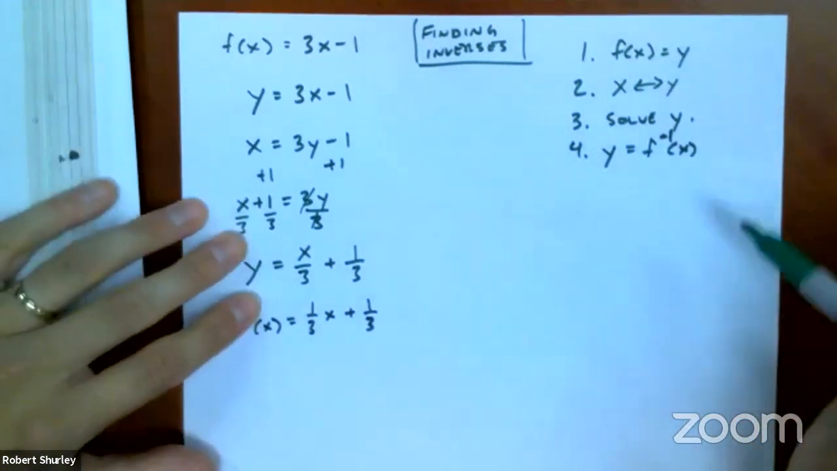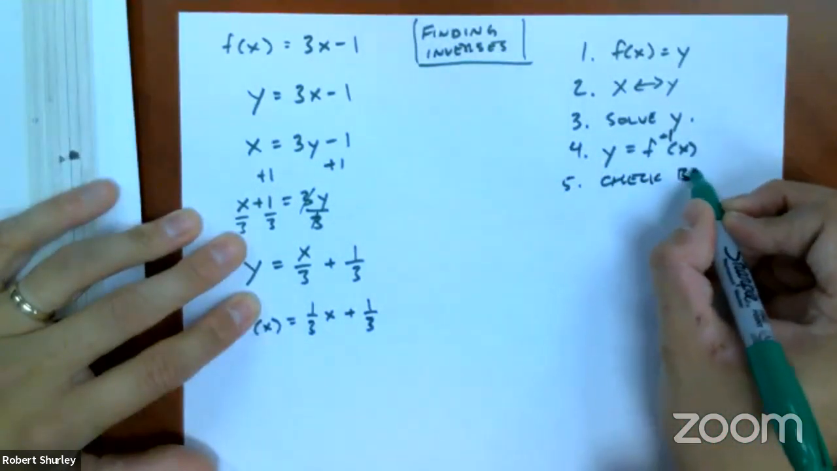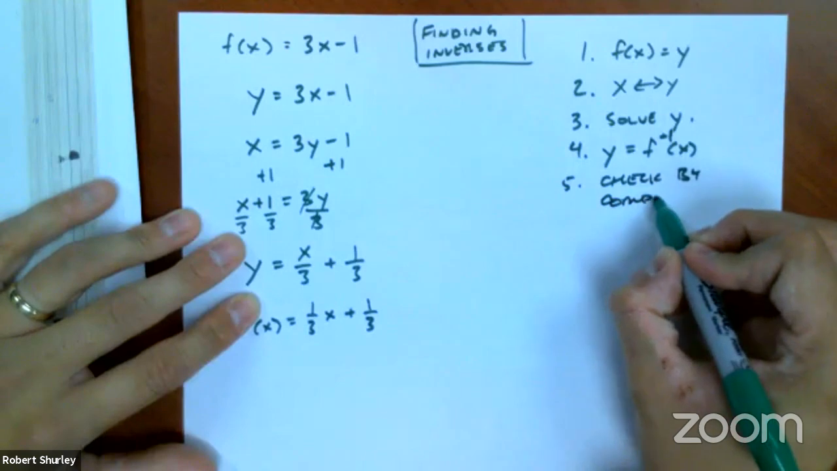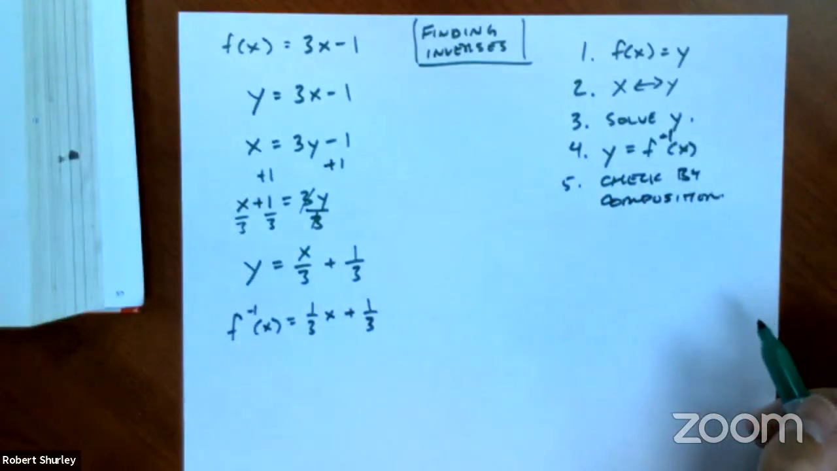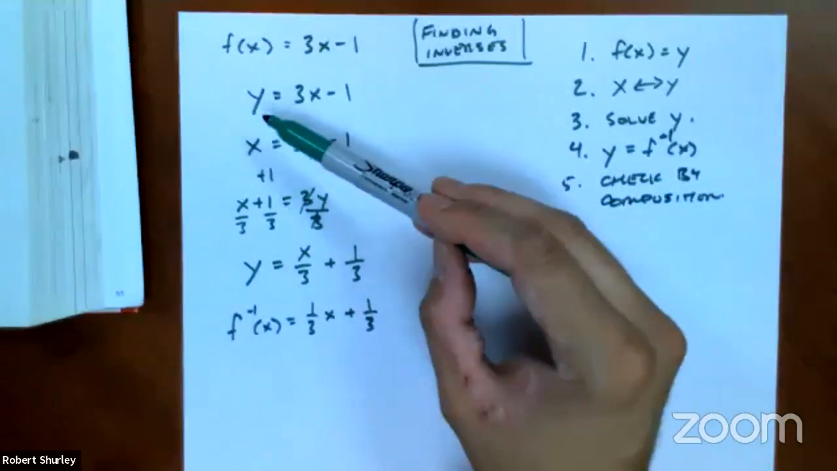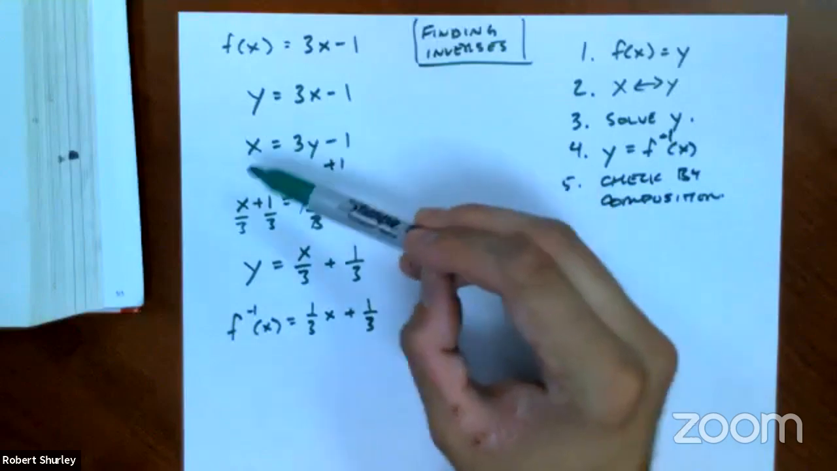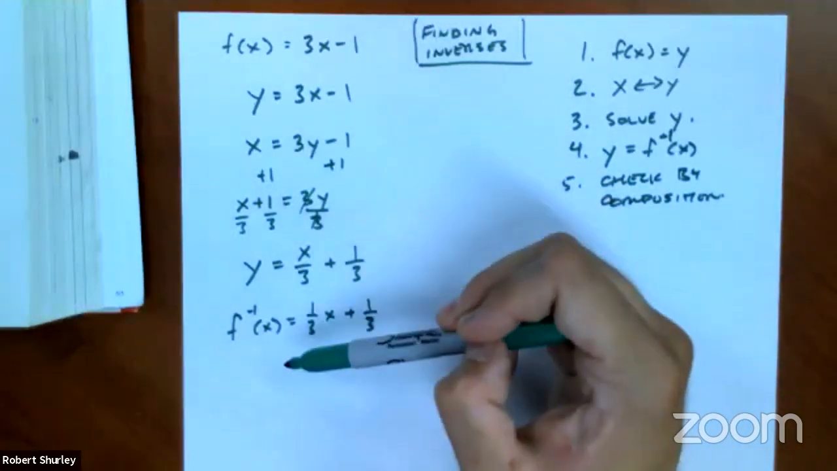Questions? So that's a step. Now, step 5, we're going to check by composition. Any questions, though? We know how to take compositions. So step 1, I just write the y. Step 2, I flip the x and the y, and then I just solve for y. The hard part really is solving for y.